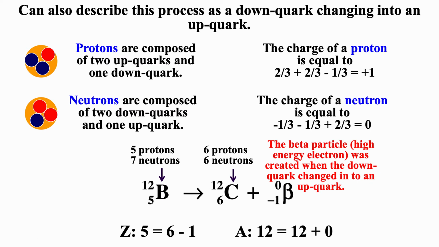Now this is a beta decay. You have a beta particle as a product. And the beta particle was created when a down quark changed into an up quark. It did not exist before this nuclear reaction happened.